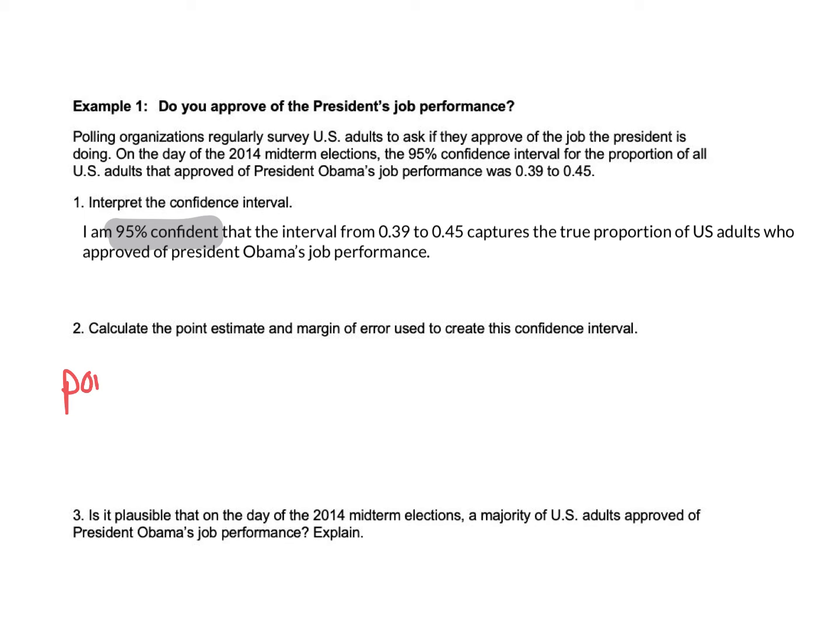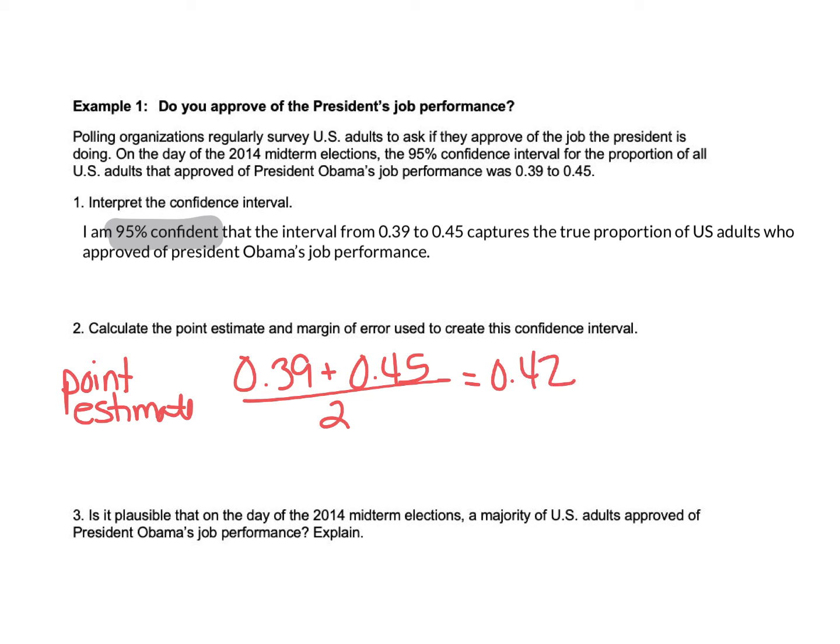Now we need to calculate the point estimate and the margin of error used to create the confidence interval. So for our point estimate, remember that came from what we sampled, okay? So we're working backwards. It would be the midpoint, and then you add and subtract your margin of error. So you add your values, chop it in half to find the midpoint. And that gives me 0.42, okay? So from their sample, that means 42% approved of Obama.